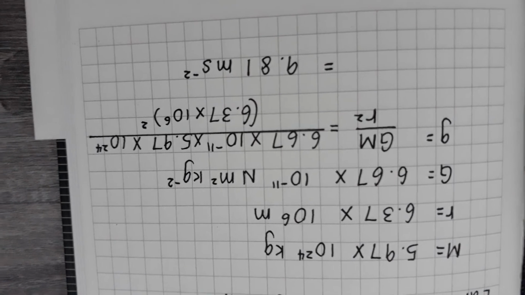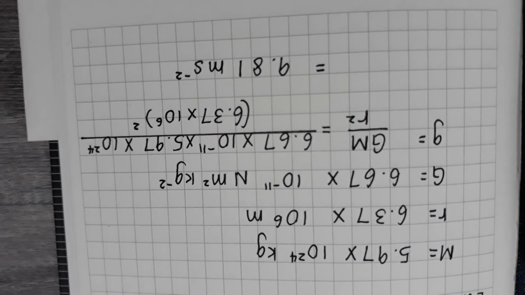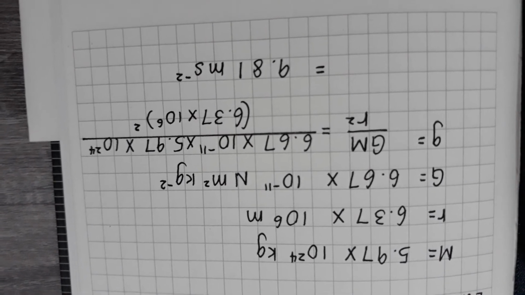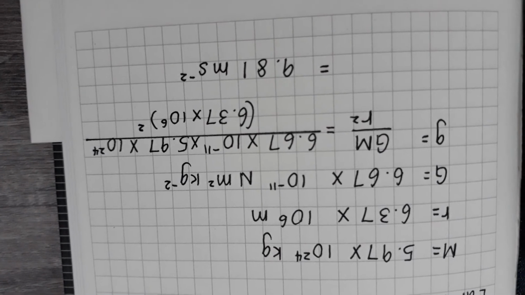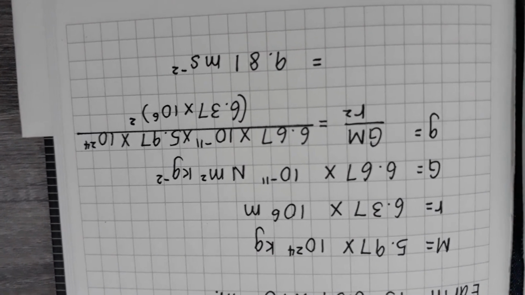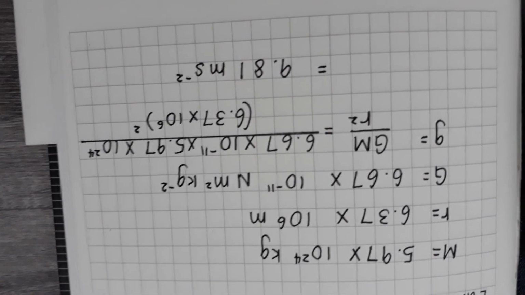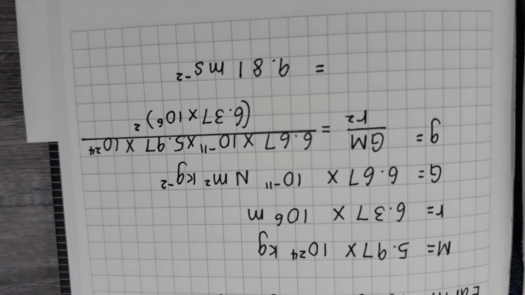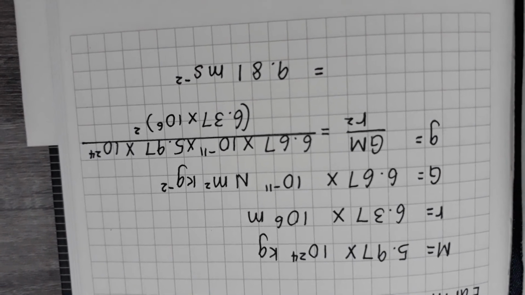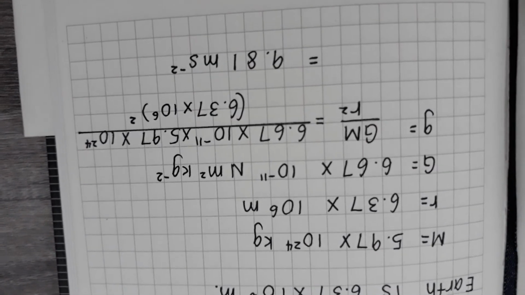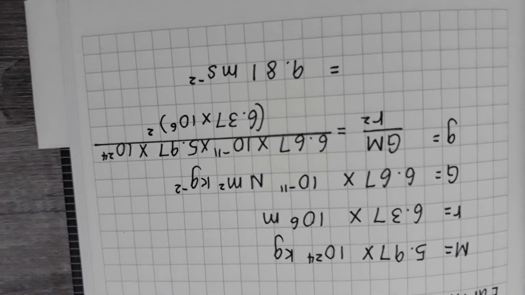Okay, just plug in all the numbers. Equal to the big capital letter G, which is 6.67 times 10 power of negative 11, and the mass of the Earth is 5.97 times 10 power of 24, divided by the radius of the Earth, which is 6.37 times 10 power of 6, and then we have to square the radius, equivalent to 9.81 meter per second square.